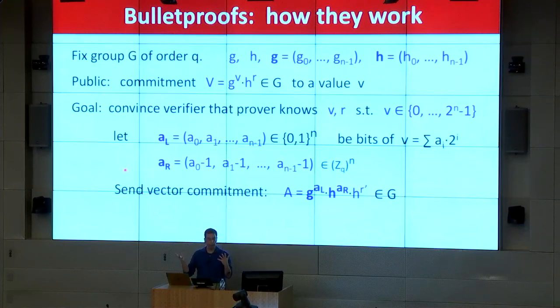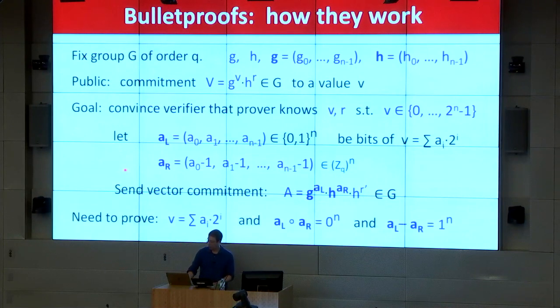What do we have to prove now? We have to prove three things to the verifier. First of all, that the bits are correct. So V is, in fact, equal to the sum of AL_i times 2 to the i. That's one thing we have to prove. We also have to prove that each bit is either 0 or 1. How do we prove that a bit is either 0 or 1? Well, we're going to compute x times x minus 1. If x times x minus 1 is 0, that means x is either 0 or 1.